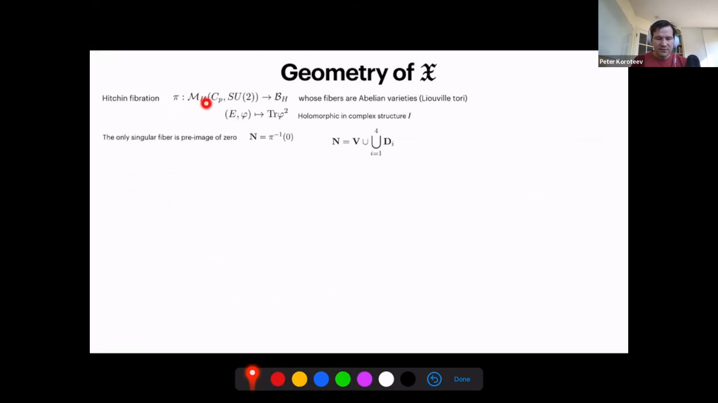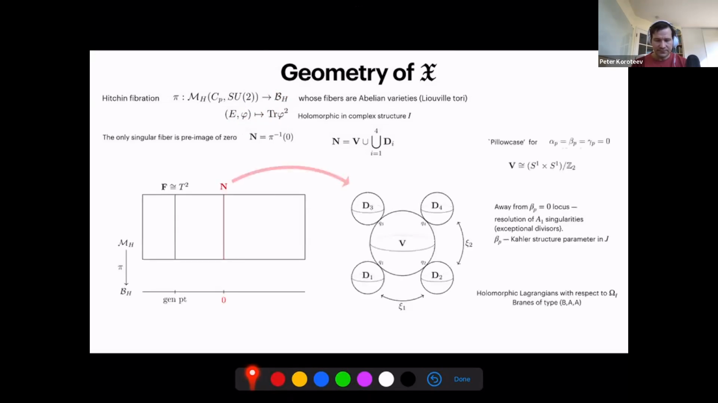Now let's describe the Hitchin fibration in more detail. We have the projection from MH to the Hitchin base, and it's an integrable system, the Hitchin integrable system. Its fibers are abelian varieties, Liouville tori, and it sends the tuple E and phi, the bundle and the Higgs field, into trace phi squared. The way it's constructed, they're holomorphic in complex structure I. So this is how it looks. As I said earlier, the fiber of a generic point on the base is an elliptic curve, T2, and the only singular fiber is the preimage of 0 under this projection, which we call N, or the global nilpotent cone.